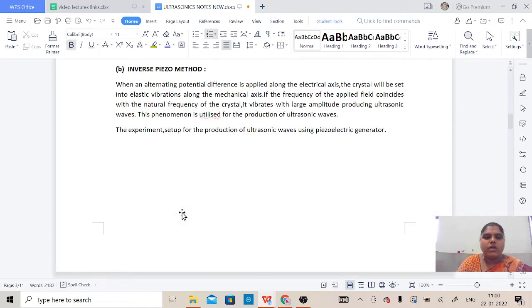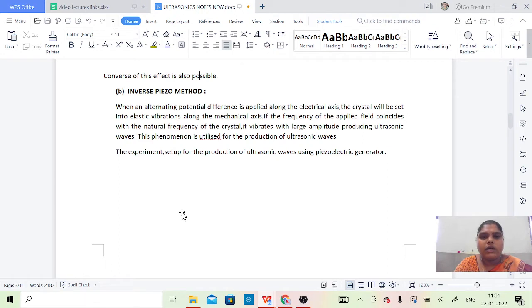The converse of this effect is also possible, that is the inverse piezoelectric effect. Let us see what the inverse piezoelectric effect is. When an alternating potential difference is applied along the electrical axis, the crystal is set into elastic vibrations along the mechanical axis. So we are applying the potential difference in reverse: whenever the potential alternates along the electrical axis, the crystal is set into elastic vibrations along the mechanical axis.